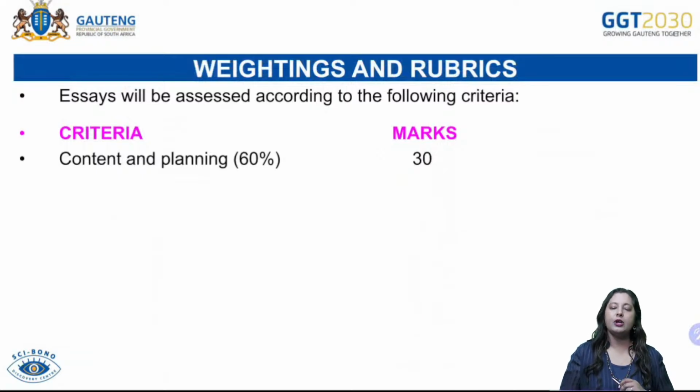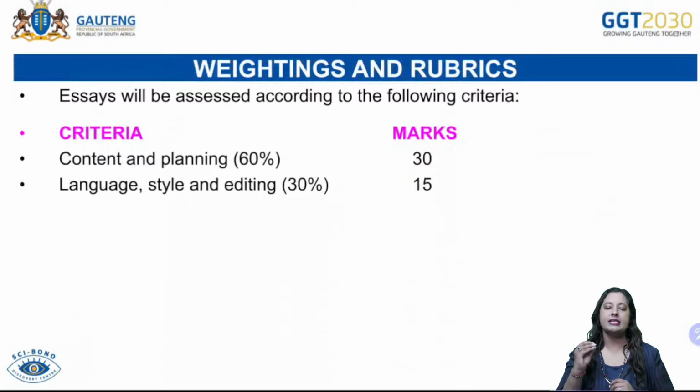All right, then you've got the next criteria, which is the language, style, and editing. Now, you will remember when you are writing your language paper, you learn, for example, a lot of concepts in terms of the nouns, the pronouns, the proper nouns, how to avoid using redundancy, tautology errors, all those things that you're picking up when you're writing, okay?